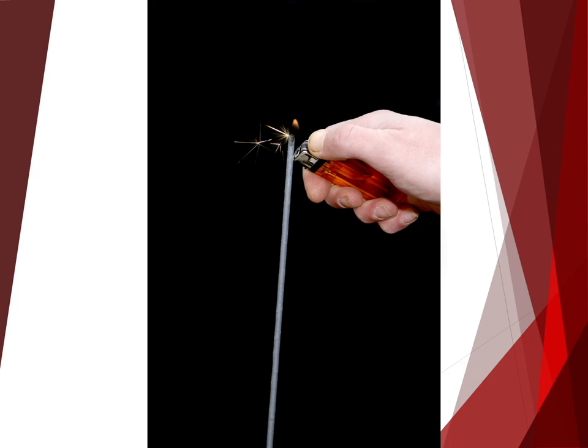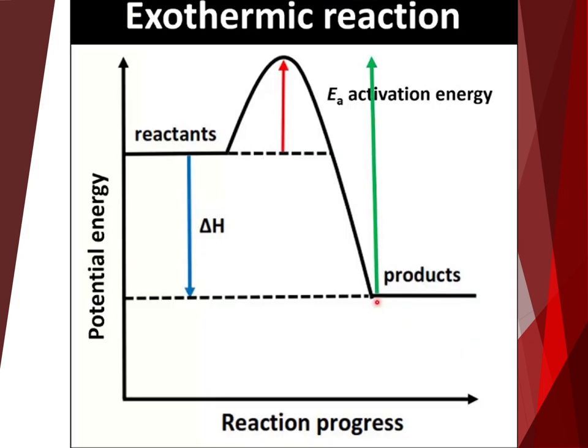The energy of the product, magnesium oxide, which is what you get when you burn magnesium metal, is lower than the combined energy of the reactants. So the energy of the product is lower than the combined energy of the reactants. We can see that on the screen here.